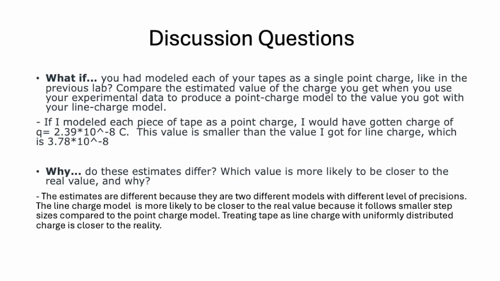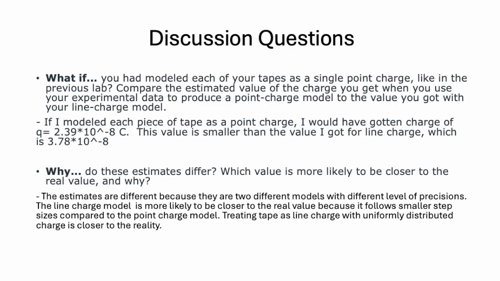Now I'm going to move on to the discussion questions. What if you had modeled each of your tapes as a single point charge, like in the previous lab? Compare the estimated value of the charge you get when you use your experimental data to produce a point charge model to the value you got with your line charge model. The answer would be, if I modeled each piece of tape as a point charge, I would have gotten a charge of Q equals 2.39 times 10 to the negative 8 coulombs.